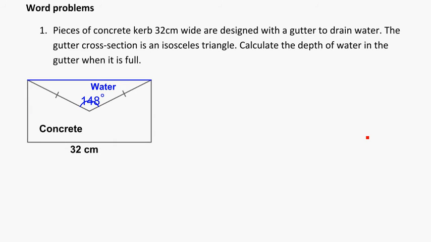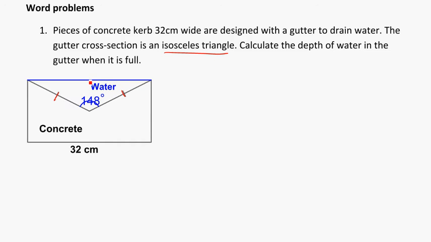And just to solidify this revision, let's go ahead and look at two little word problems. Pieces of a concrete curb, 32 centimeters wide, are designed with a gutter to drain water. The gutter cross-section is an isosceles triangle, so that's like taking the gutter and cutting it in half so we can look into it. And we see an isosceles triangle, which means two equal sides, and we see that here with those hashes. Calculate the depth of the water when the gutter is full.